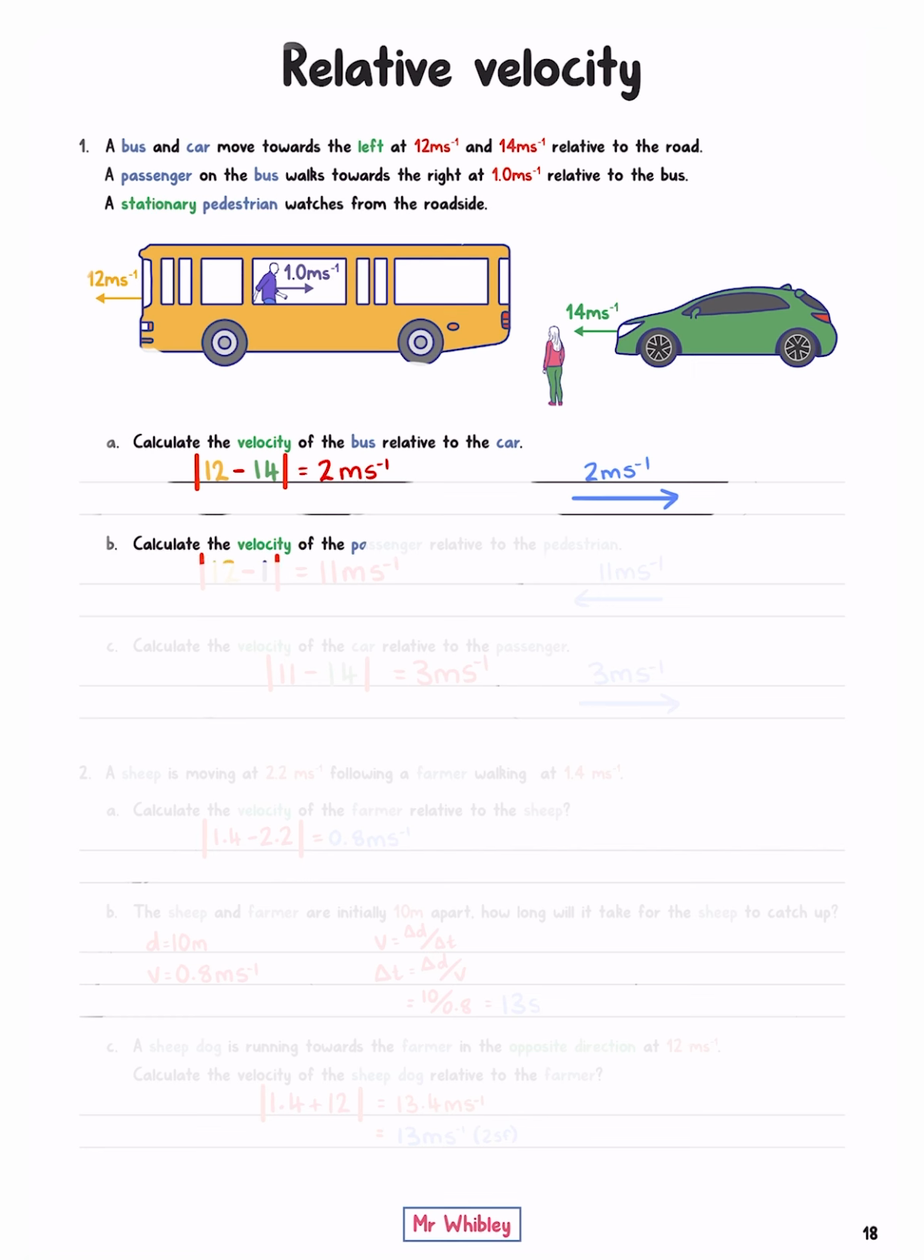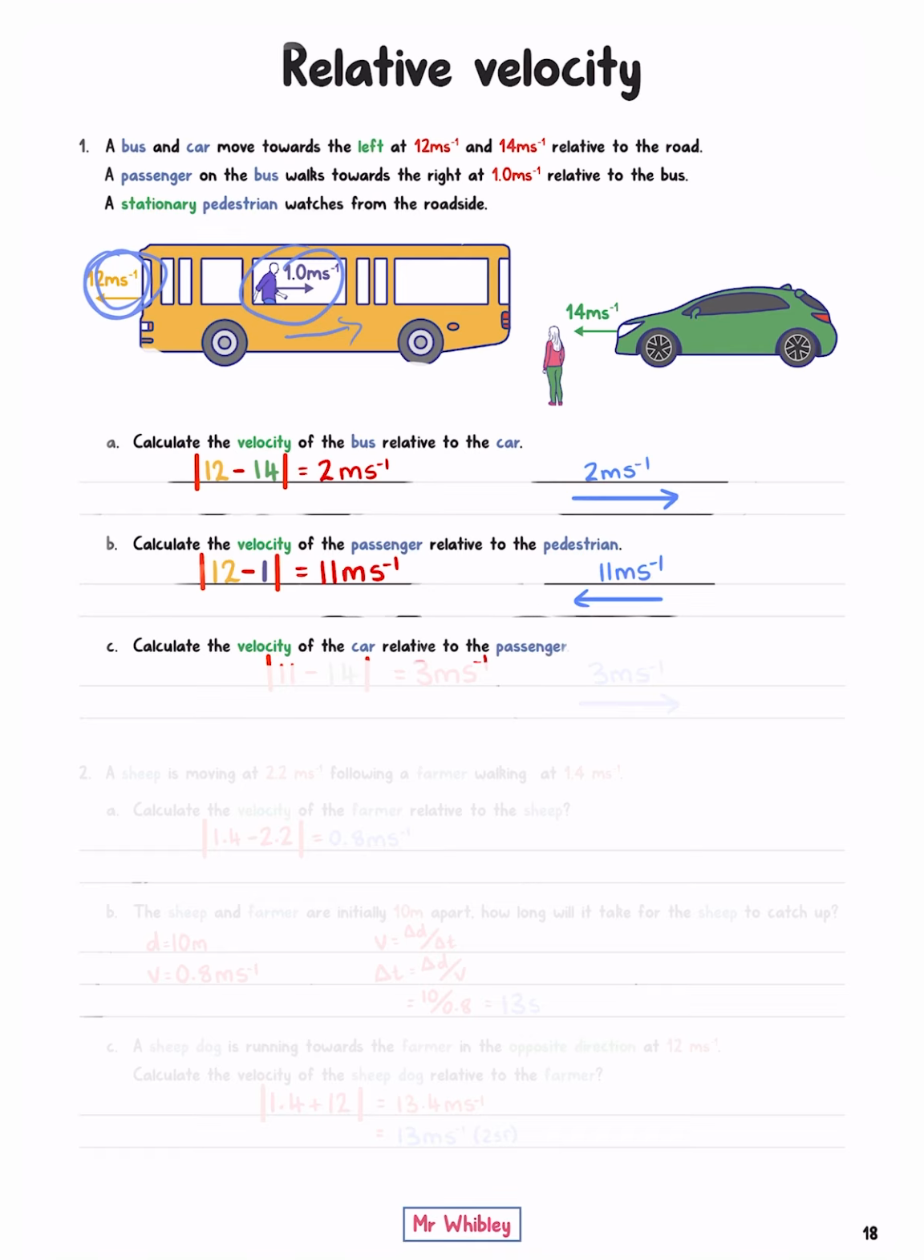Calculate the velocity of the passenger relative to the pedestrian. If the passenger was standing still, a pedestrian would see them moving at the same 12 meters per second as the bus. However, because the passenger is walking at 1 meter per second in the opposite direction, we subtract this from our 12. That gives us 11 meters per second, and the pedestrian still sees the passenger moving towards the left. Calculate the velocity of the car relative to the passenger.